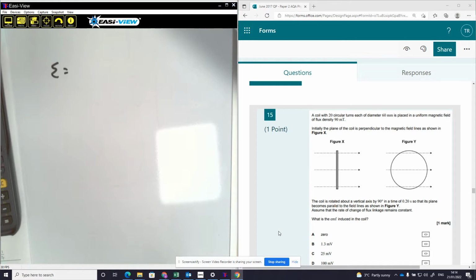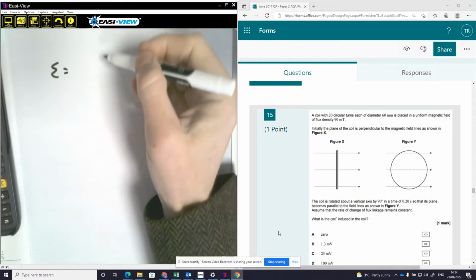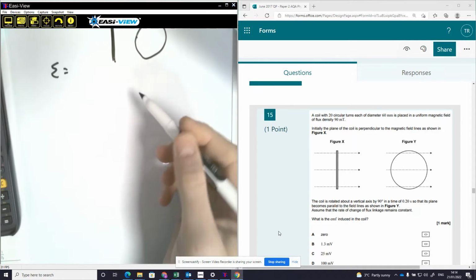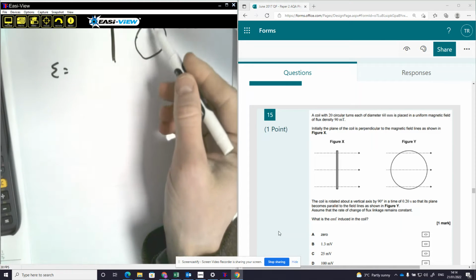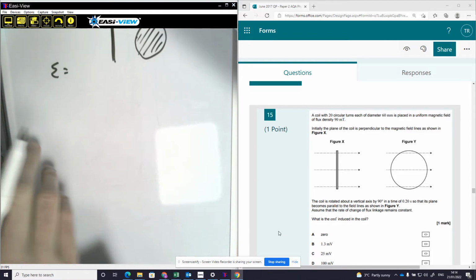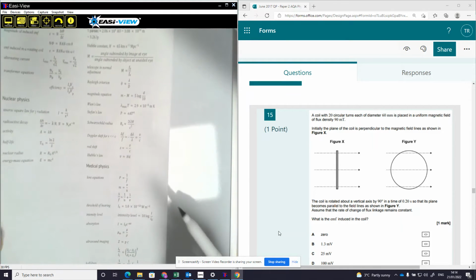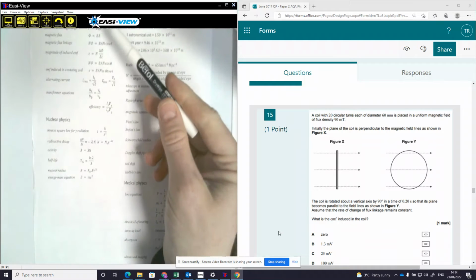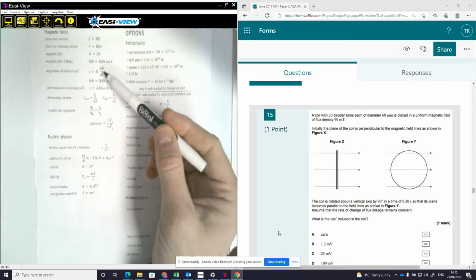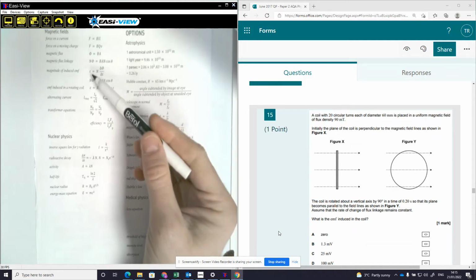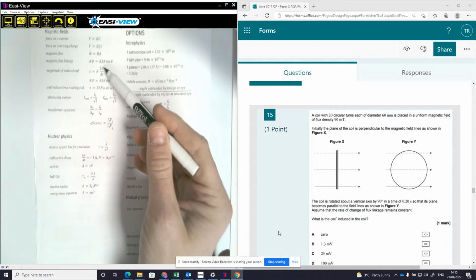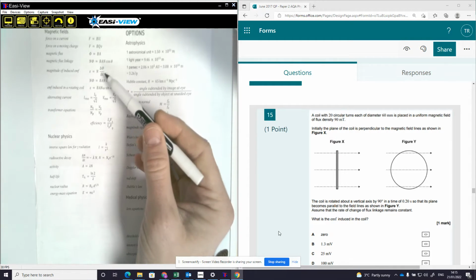So that turning through 90 degrees means it goes from being sort of side on to being full. So in terms of the area swept out, it is the full cross-sectional area of the loop of the coil. Looking at the data sheet again, we can see that we've got a number of formulae given to us for magnetic fields. The relevant one is the magnitude of the induced EMF. So epsilon, induced EMF, is n, number of turns, and it's the rate of change of magnetic flux per unit time.